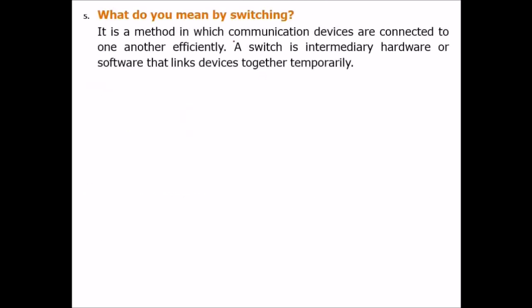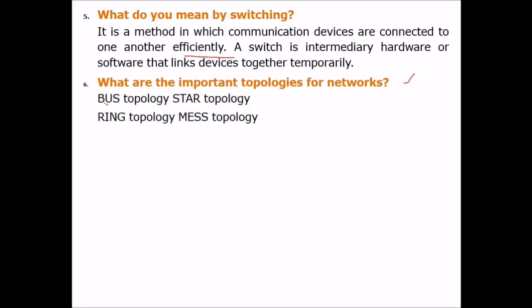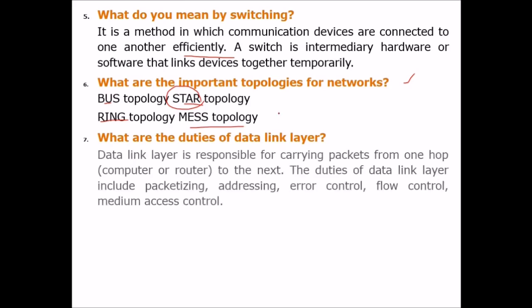What do you mean by switching? This is a method in which communication devices are connected to one another efficiently. A switch is intermediary hardware, or it can also be software, that links devices together temporarily. What are the important topologies for networks? We have bus, star, ring and mesh. These are widely used.